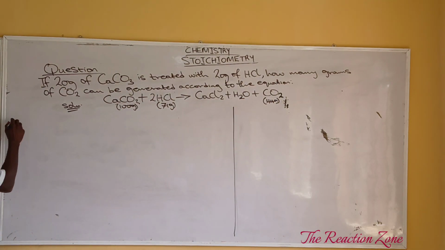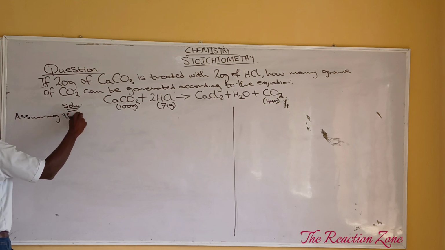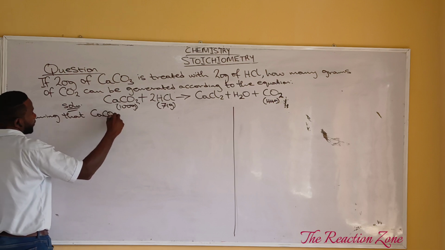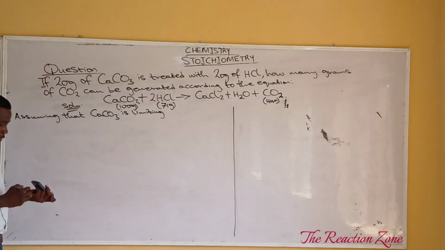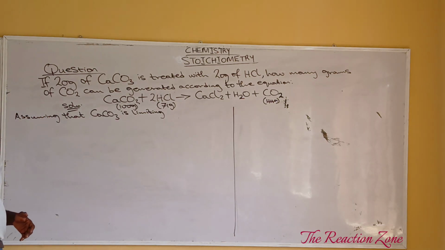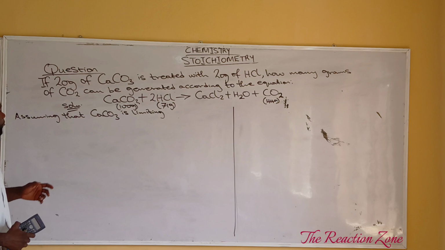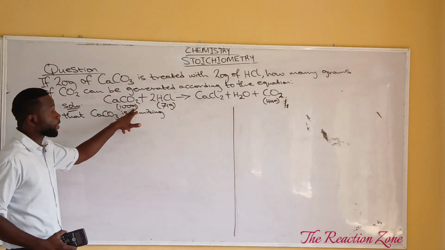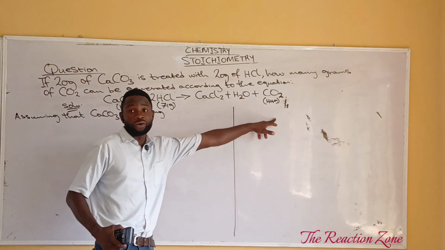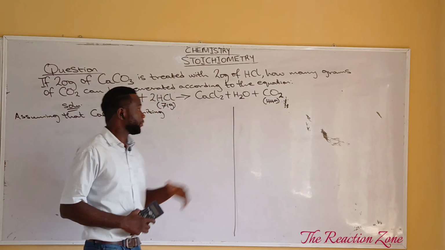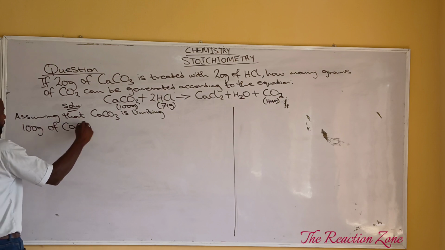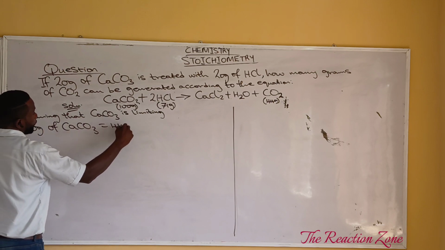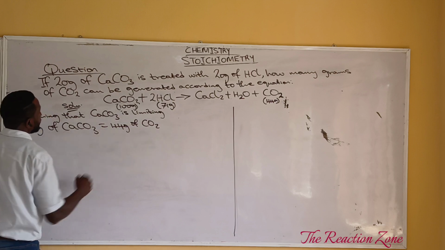So, let us start. Assuming that calcium carbonate is limiting. If we are assuming that calcium carbonate is the limiting reagent, then it means that we're going to say 100 grams of calcium carbonate will give us 44 grams of CO2. So 100 grams of CaCO3 will be equal to 44 grams of CO2.